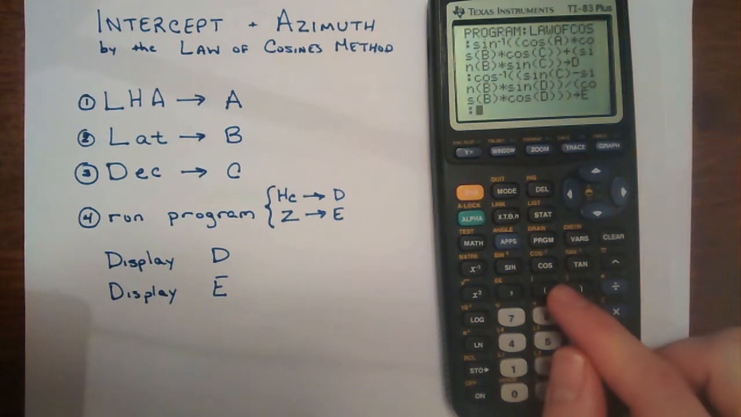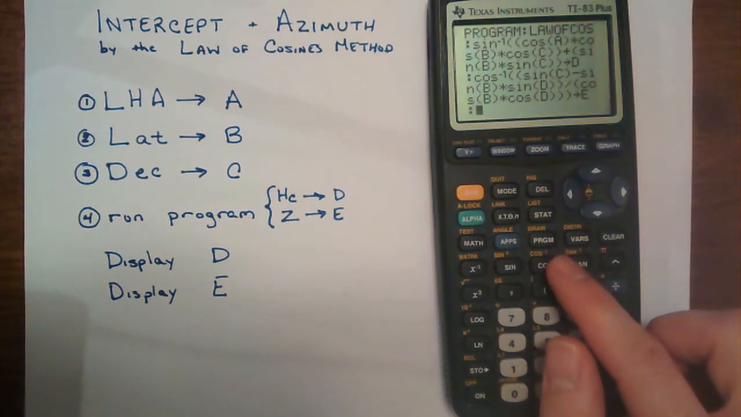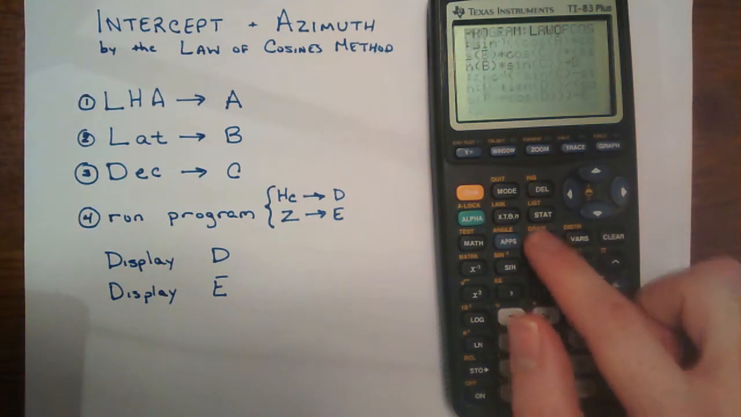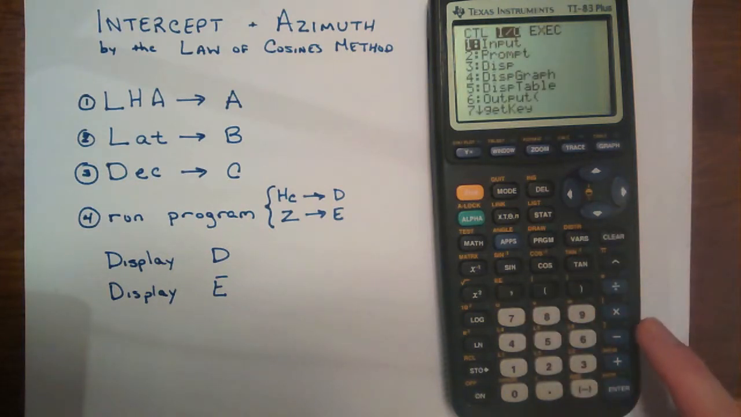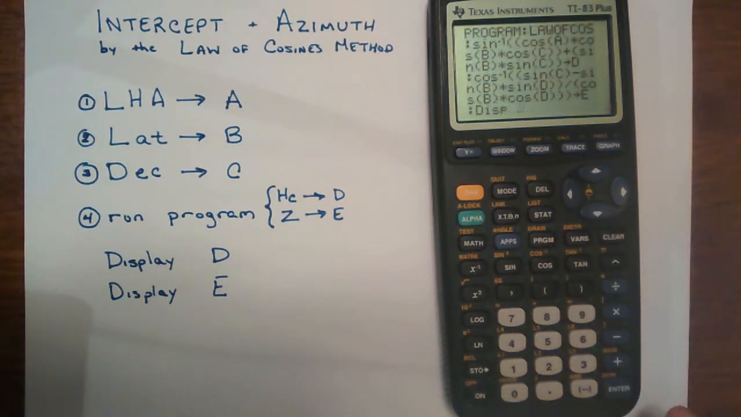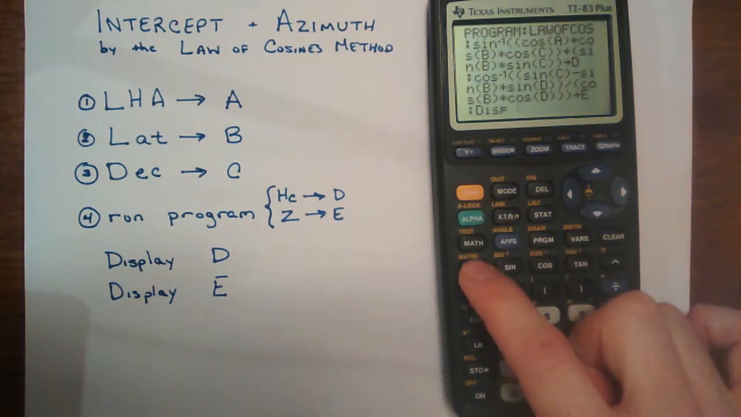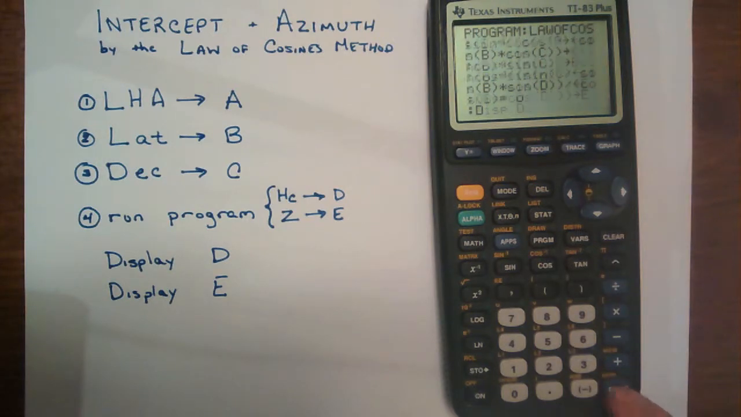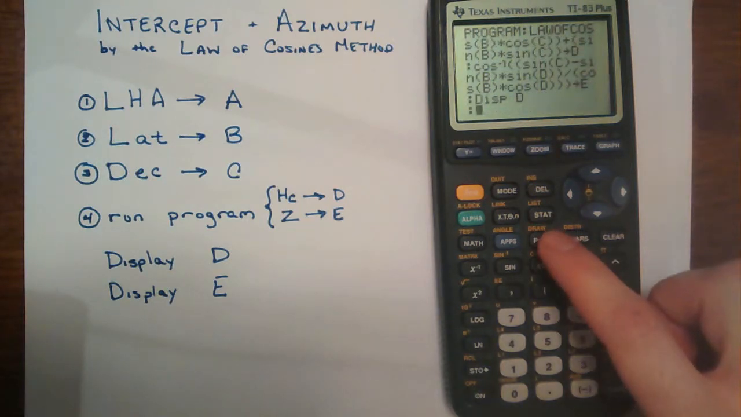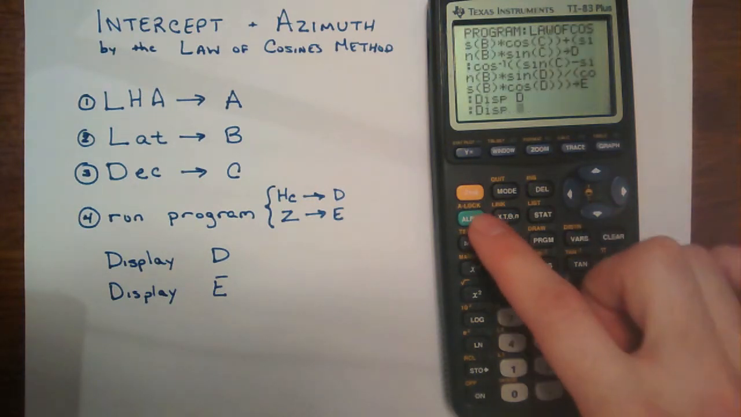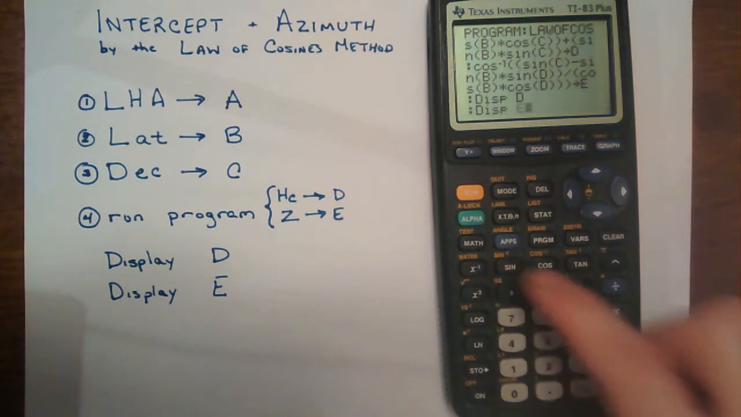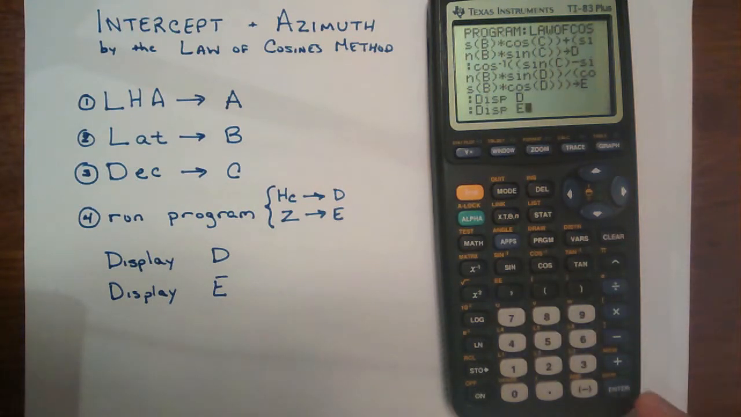Now we want to display D and display E. To do this, select Program, scroll to the right where it says Input Output, and scroll down to number 3, hit Enter, Alpha D, hit Enter, and we'll do the same thing, Program, Input Output, Display, Alpha E. Our program is now complete.